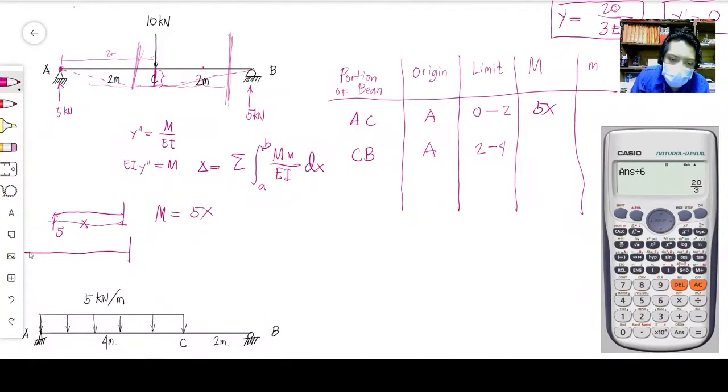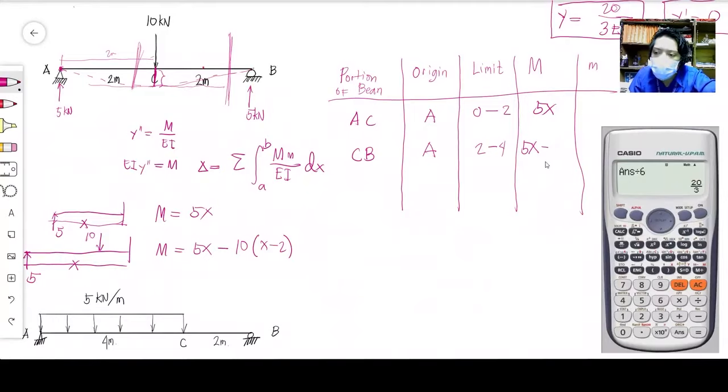Your moment, this is the cutting plane. You have your 5, and this distance is x, and you have here the load 10. So your moment is equal to 5 times x minus 10 times x minus 2. That is 5x minus 10 times x minus 2. That's the moment.